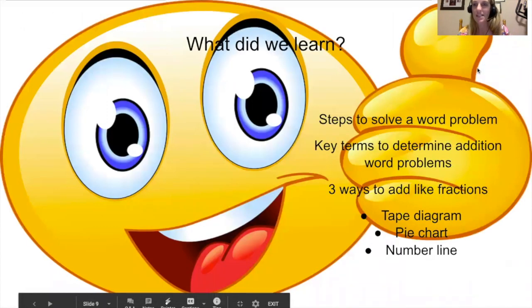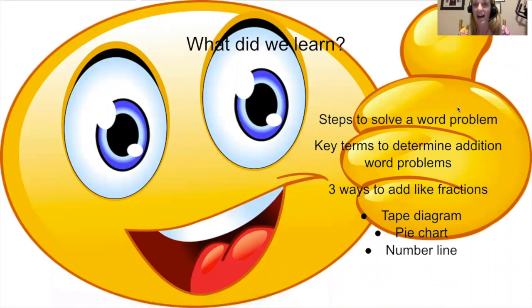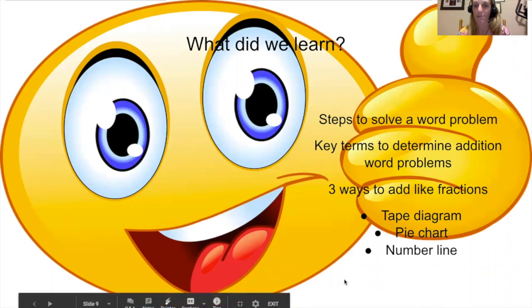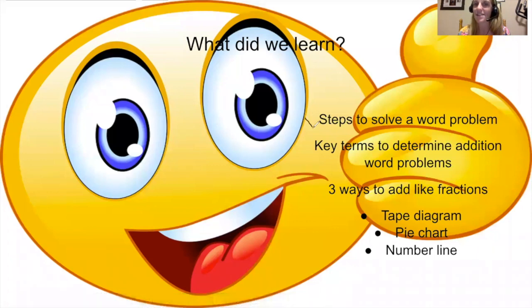What did we learn? We learned how to solve word problems. What method are we going to use? Read, plan, solve. Check. We learned key terms to determine if it's an addition problem, like in all, altogether, complete. Check. And we learned 3 ways to add like fractions with the tape diagram, with the pie chart, and with the number line. Well, you guys did a super job today.